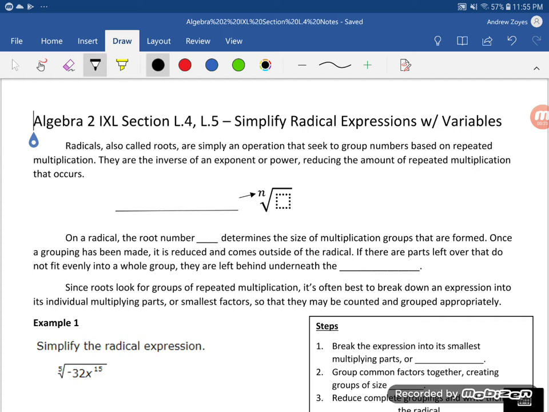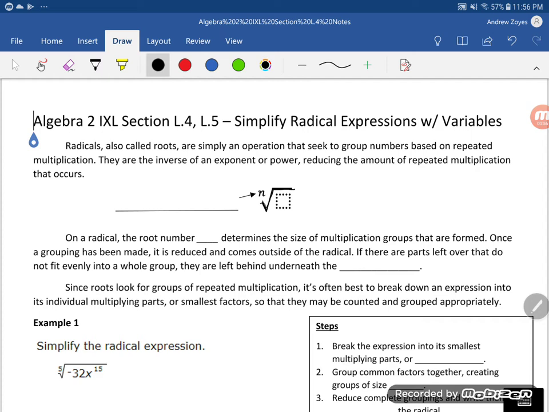Alright, so I'll go ahead and read this out loud and fill in the blanks. So radicals, also called roots, are simply an operation that seek to group numbers based on repeated multiplication. They are the inverse of an exponent or power, reducing the amount of repeated multiplication that occurs. And we have a diagram, right? And so we see the root symbol right here. That is our root symbol. And then we do see this n right here. It's going to play a very important part.